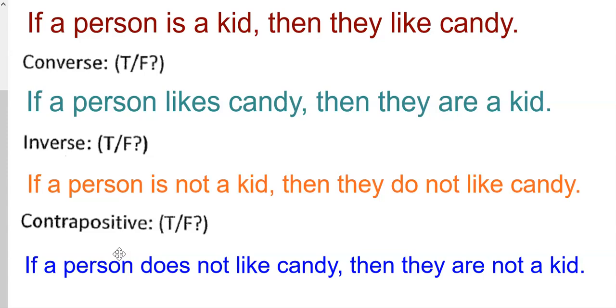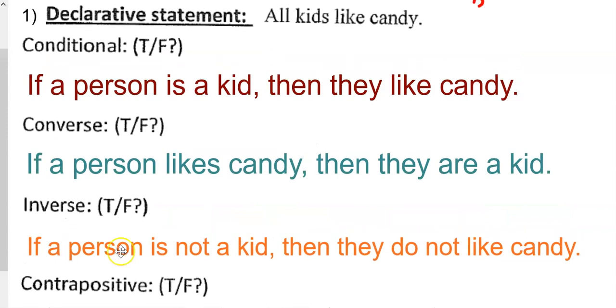So let's go ahead and go through this and talk about if it's true or false. Okay, so we're going to go up to the conditional. If a person is a kid, then they like candy. Well, this is a little bit of, not all kids do, but most do. So in this case, we are assuming that the conditional, whenever we're dealing with these, is true. Okay, and it should be true. If it's not, something is wrong. So the conditional statement should always be a true statement.